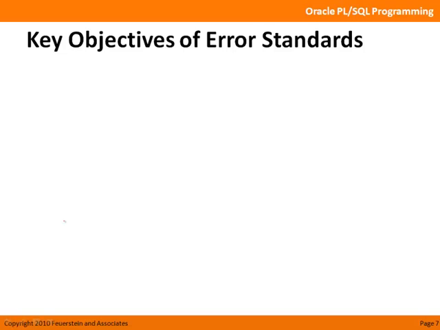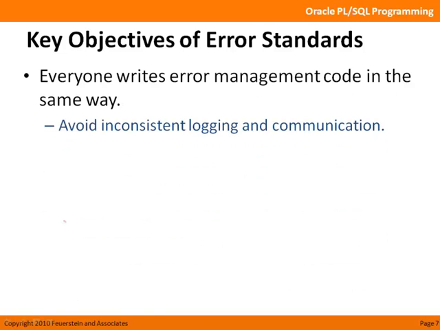So let's talk about some key objectives for error standards. First of all, the main thing is that everybody writes error management code in the same way. You don't write inserts into log tables while I write inserts into files to log my situations. We have to have a consistent way to communicate back to the users through, for example, raise application error and the -20,000 error numbers. We should all do it the same way so that if I pick up your code and have to look at an exception section and make changes, it makes sense to me. I can understand it and I can make changes without having a heart attack.